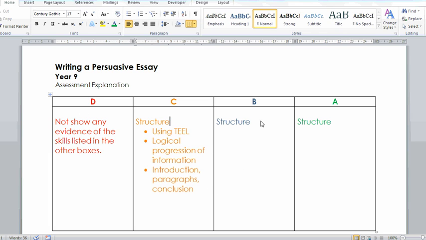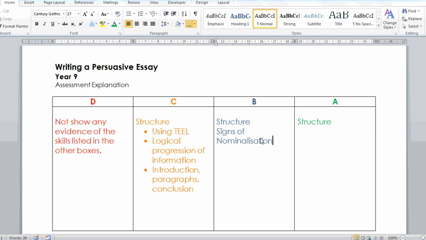When we move over to the B, yes, structure is still a requirement, and we would expect that you are using TEAL, having that logical progression of information, and going through that introduction, paragraphs, conclusion kind of business. As well as that, however, what we should be seeing is signs of nominalization.